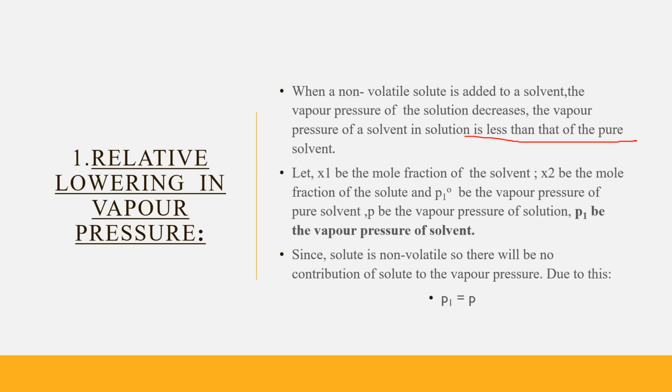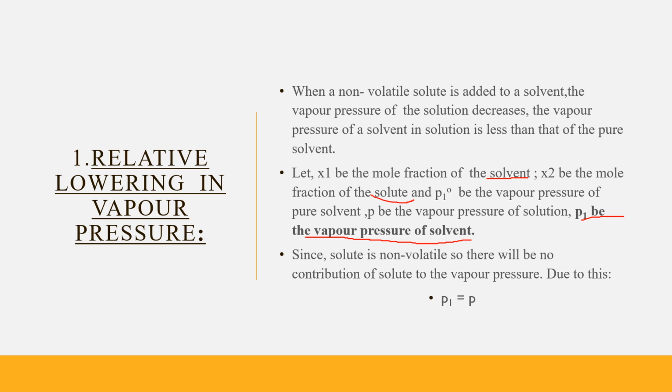Now from this, let us consider the following terms. Let x1 be the mole fraction of the solvent and x2 be the mole fraction of the solute in the solution, and P1 naught is the vapor pressure of the pure solvent, where P is the vapor pressure of the solution and P1 will be the vapor pressure of the solvent.